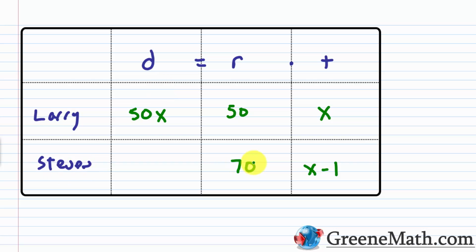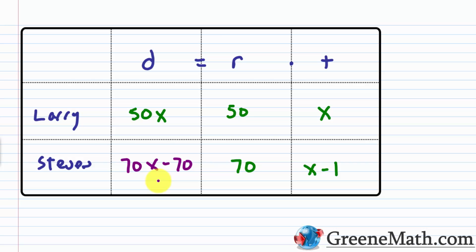So for Steven, he's going to have traveled 70 times the quantity. Remember, this is a quantity and this is multiplication. So put parentheses. So times the quantity X minus 1. And you can go ahead and simplify this now because you're going to have to later. You can just say this is 70X minus 70. So we'll write this as 70X minus 70, just so that we have it ready to go.